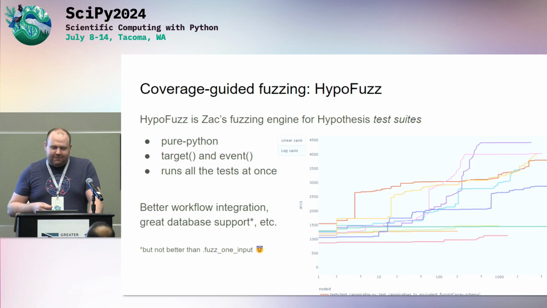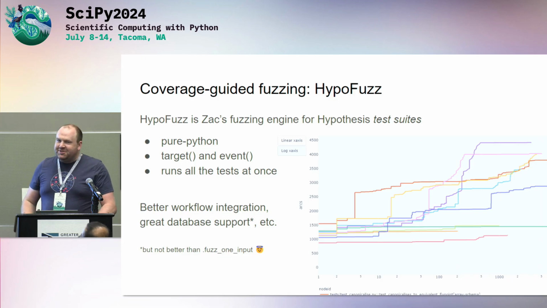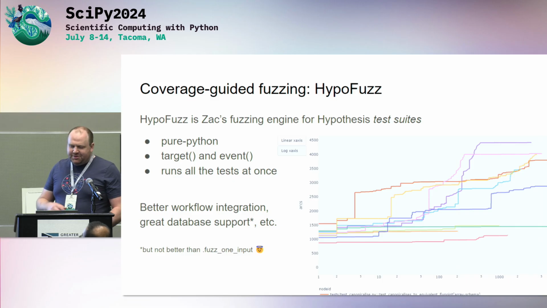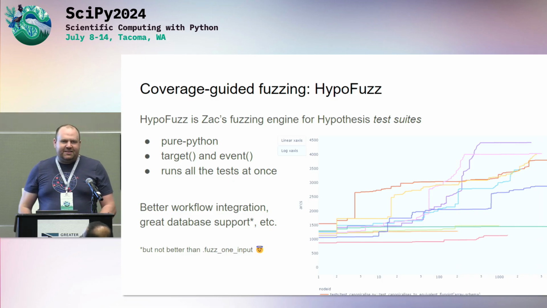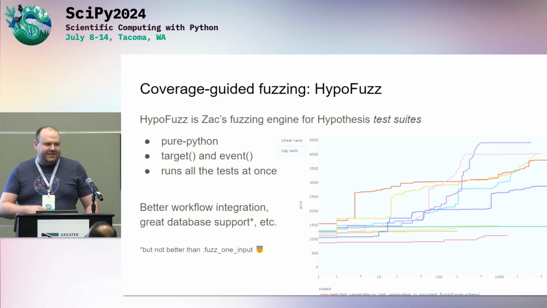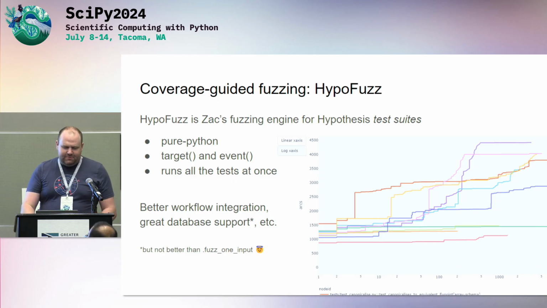I'm particularly fond of coverage-guided fuzzing via HypoFuzz, which is another library I maintain. It builds on top of Hypothesis and is basically designed for the run overnight kind of workflow. So it uses PyTest to find everything and then runs them in a really well-integrated way.